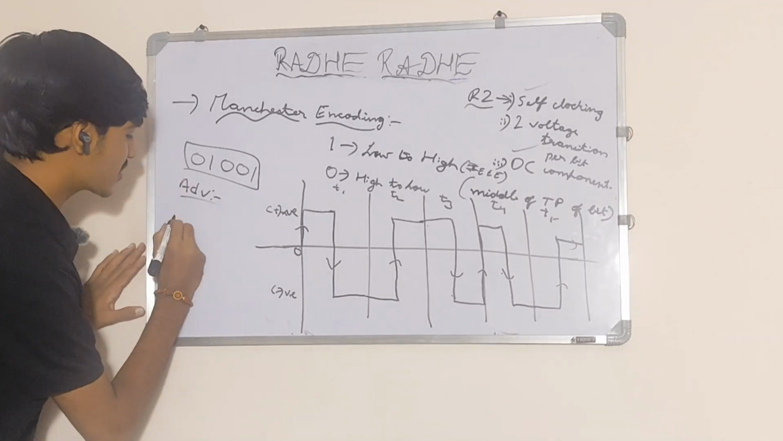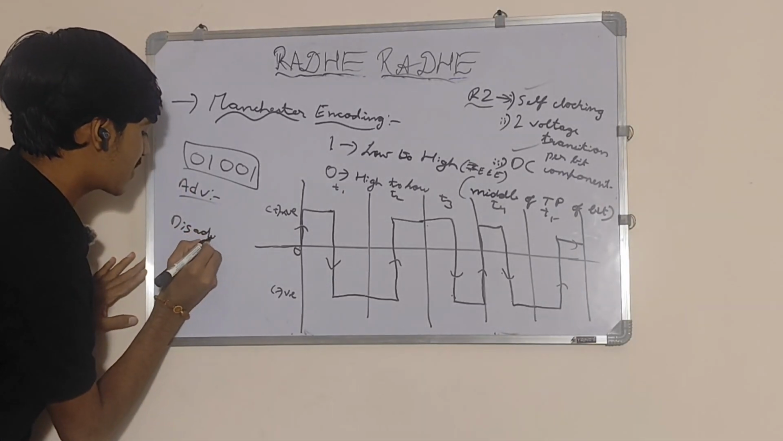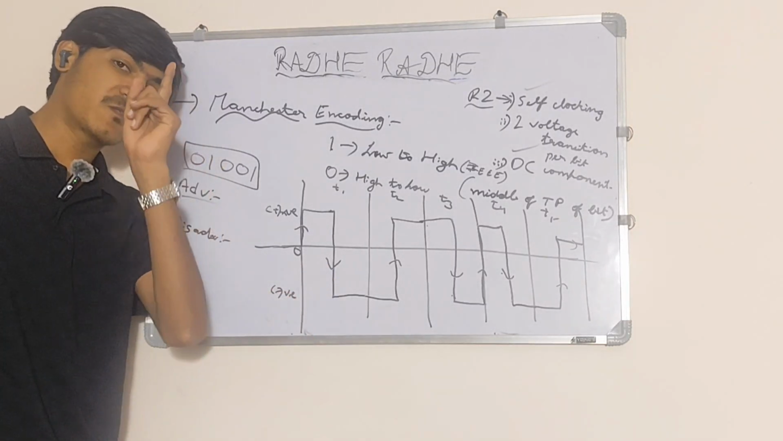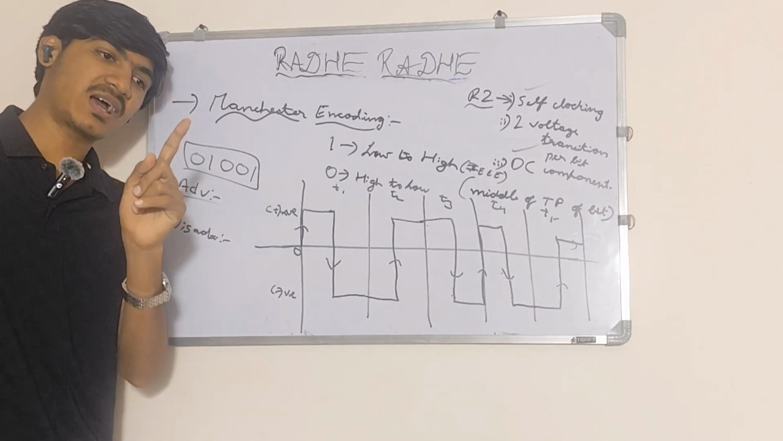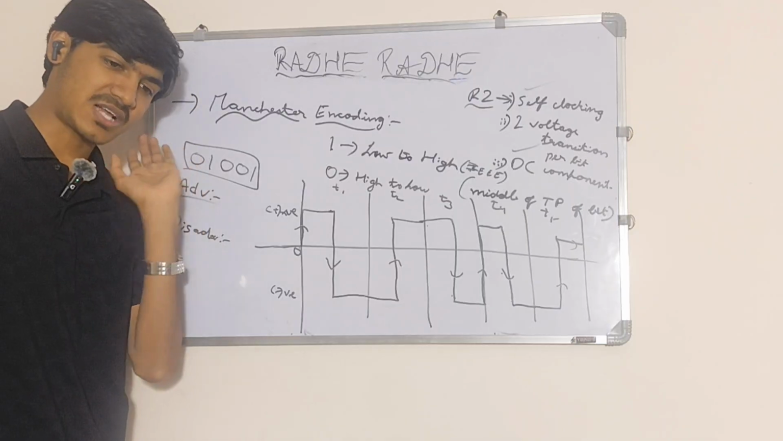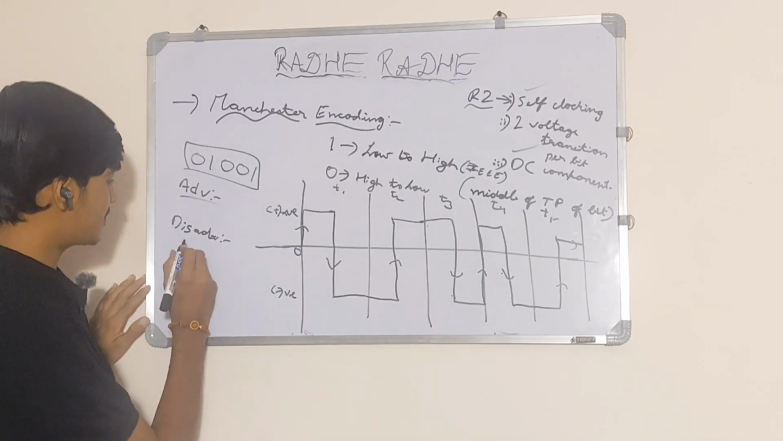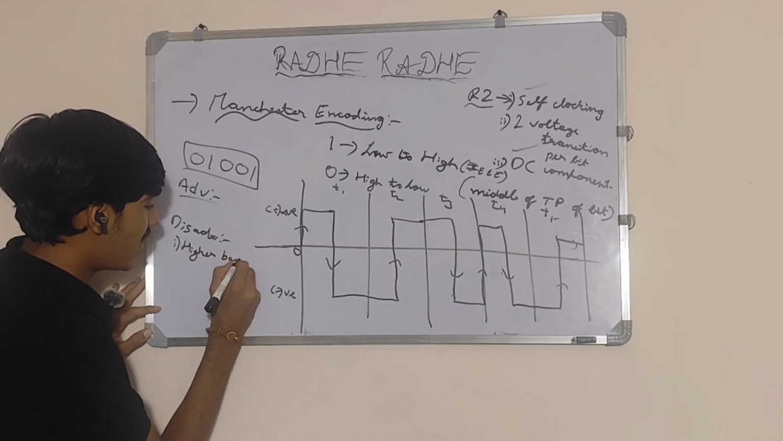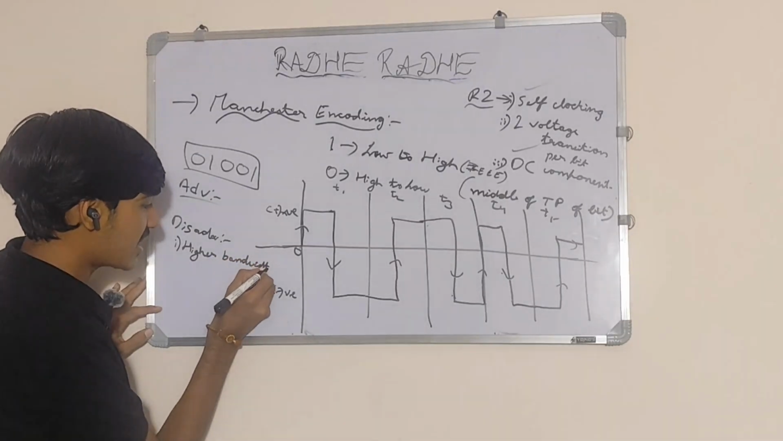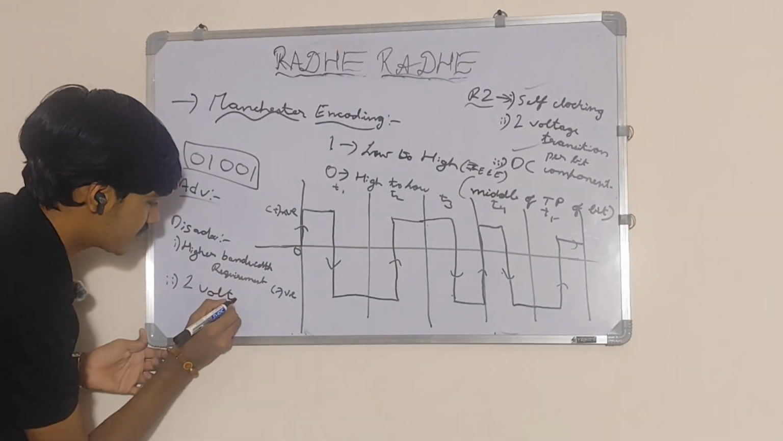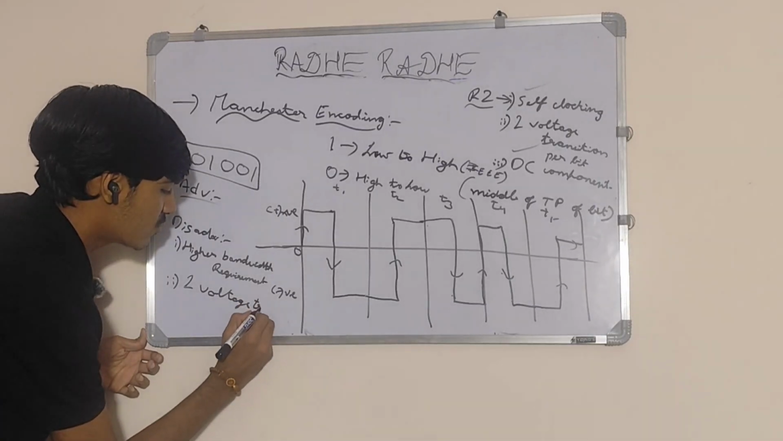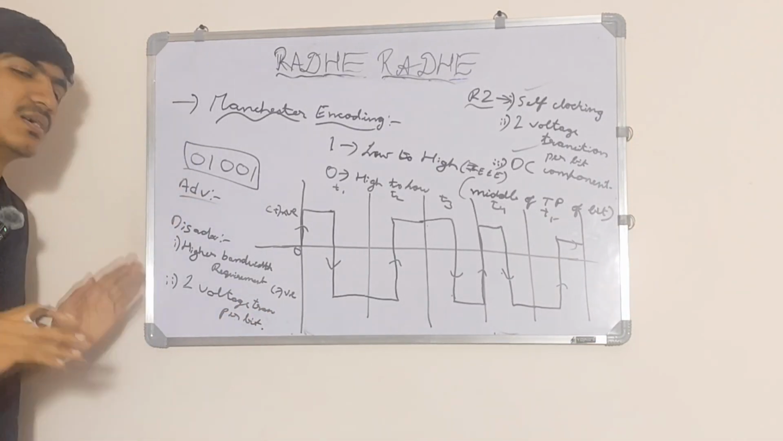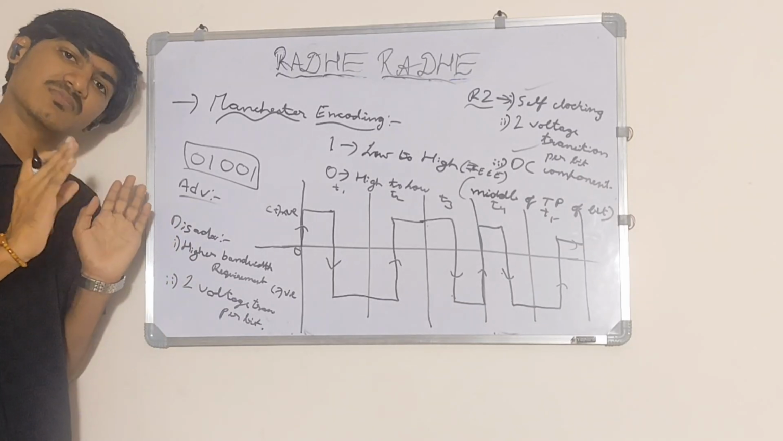Coming to the disadvantages. As you can see, there are many voltage transitions. If there are many voltage transitions, it has a higher requirement of bandwidth. Am I right? Higher bandwidth requirement, correct? 2 voltage transitions per bit. That's it. That's about Manchester. Understood?